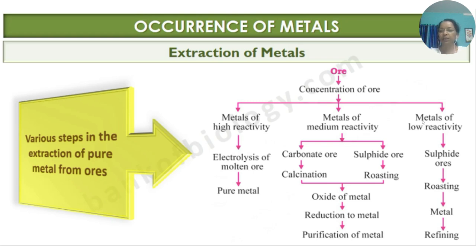Then metals of low reactivity are usually in the sulfide form. What we have to do is only roasting. You'll be getting the metal. No need of reduction, keep in mind. And the last step is refining. This is the rough picture. We'll be discussing it one by one.